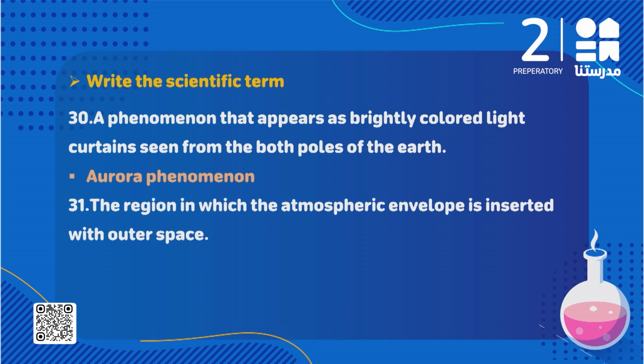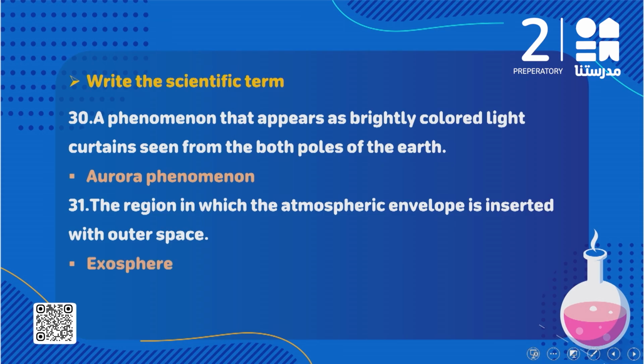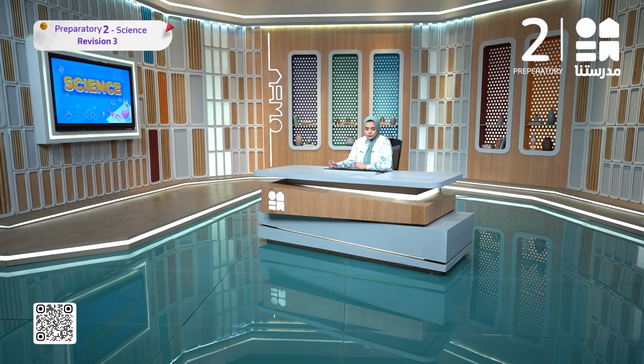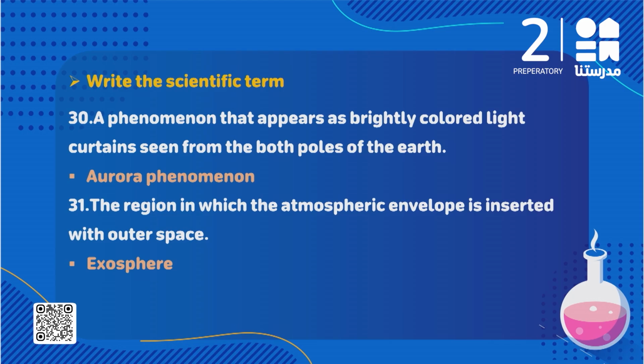Okay, 31: the region in which the atmospheric envelope is inserted with the outer space. The last region, the last part in the thermosphere layer, is called the exosphere, and it's the region in which the atmospheric envelope is inserted in the outer space. We said the exosphere is the place where the satellites revolve around the earth. So again, satellites revolve in the exosphere layer.